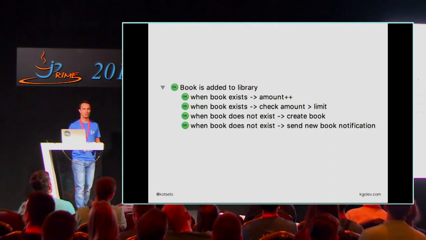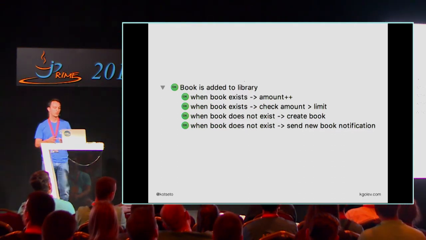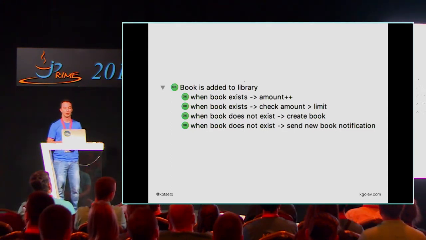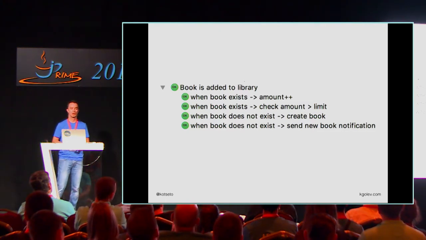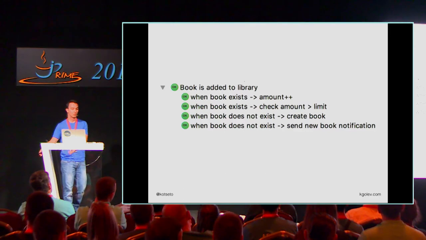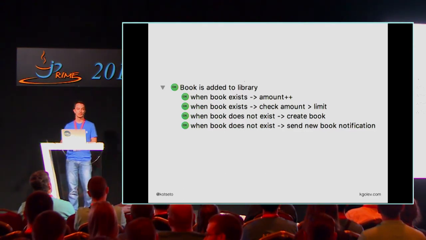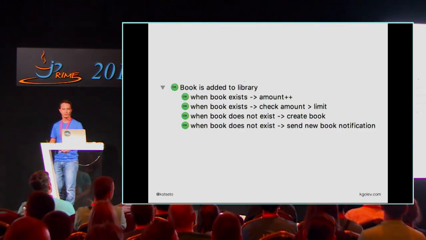So it's much easier to read. So if a book exists, it will increase the amount. And you can even put some characters that you cannot put in a test method name. Or if the amount is more than a limit, then, I don't know, maybe do something. If the book does not exist, then create the book. If the book does not exist, then send a new book notification, hey, we got a new book, to whoever is interested, maybe the librarian.